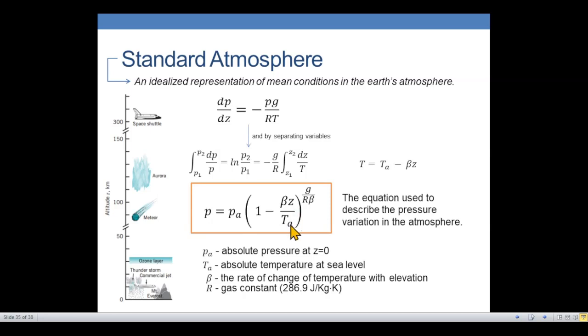Take note that there is an exponent part here in fractional form: the gravity over R, the gas constant, times the B, the rate of change, or the lapse rate. So this will be the equation that we're going to use to describe the pressure variation in the atmosphere. In the computation, this will be the equation that you're going to use. I will give you a problem later on, and then you're going to use this equation to solve the problem.